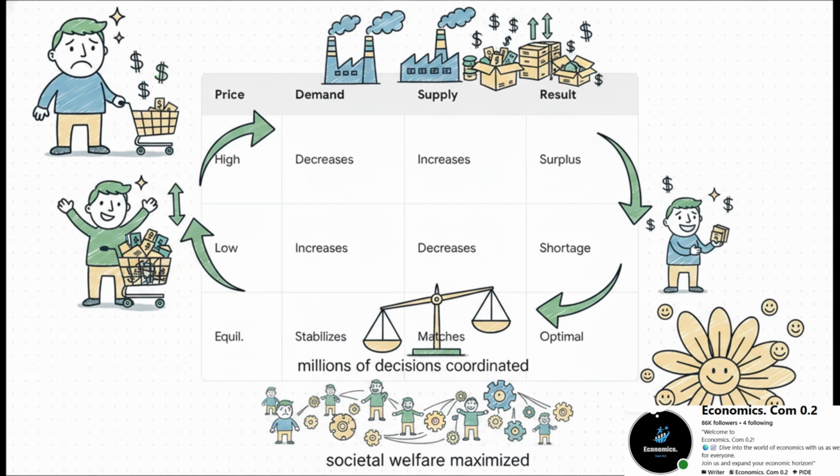On the flip side, if prices drop too low, consumers buy more, producers pull back, and boom, you get a shortage that drives prices right back up. The genius here is that self-interested buyers and sellers naturally gravitate toward an equilibrium. Millions of independent decisions coordinate perfectly smoothly, and society's total welfare gets maximized without anyone steering the ship.